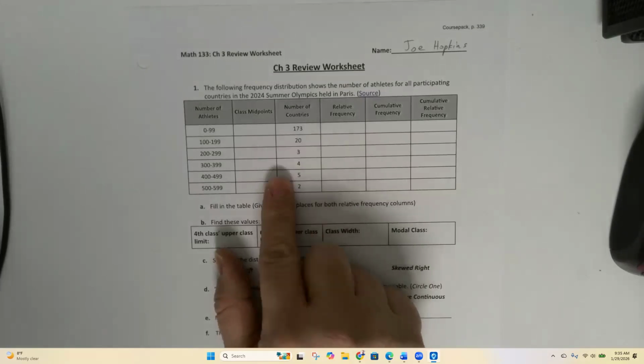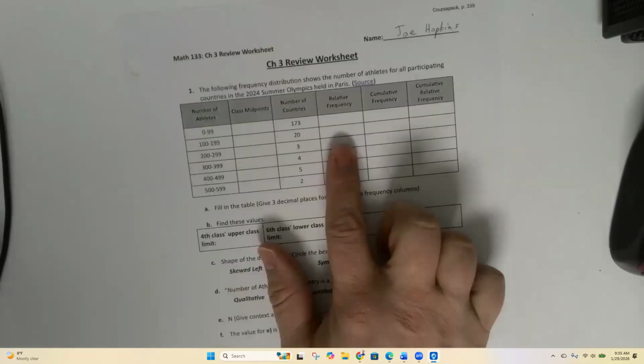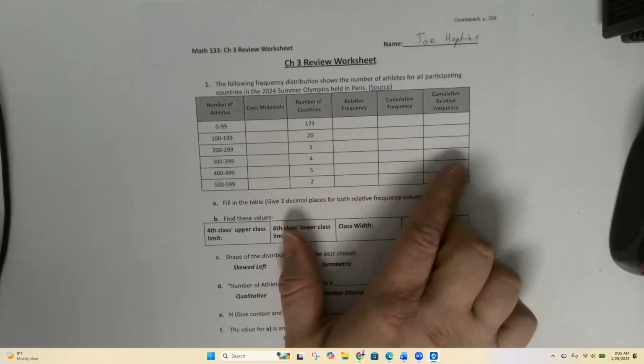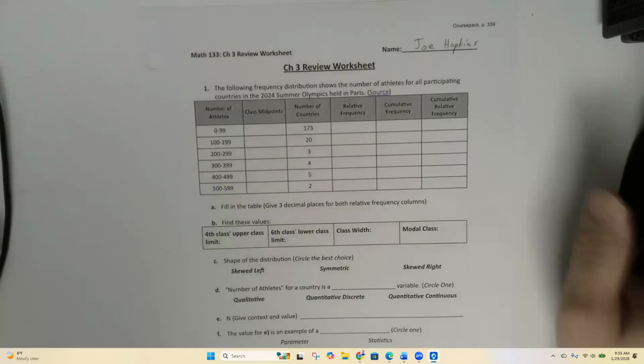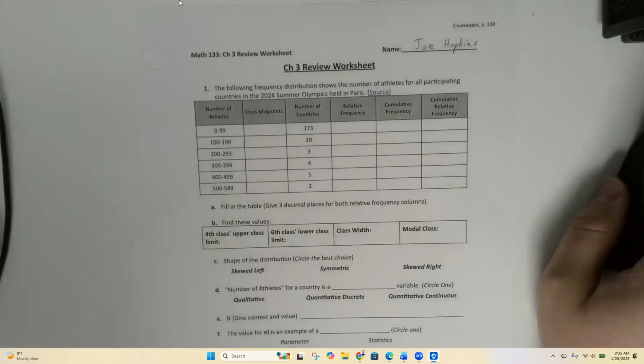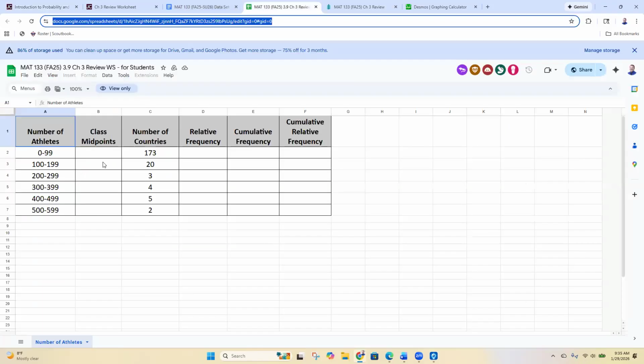We're going to fill in the midpoints, relative frequencies, cumulative relative frequency, just like we've done on other Google Sheet projects in the past. Okay. And so that link I shared in the chat, that'll bring you to this document right here, which is the project for today. So by doing the project, you do part of the review. So you want to do both. So that's why we're doing both today.